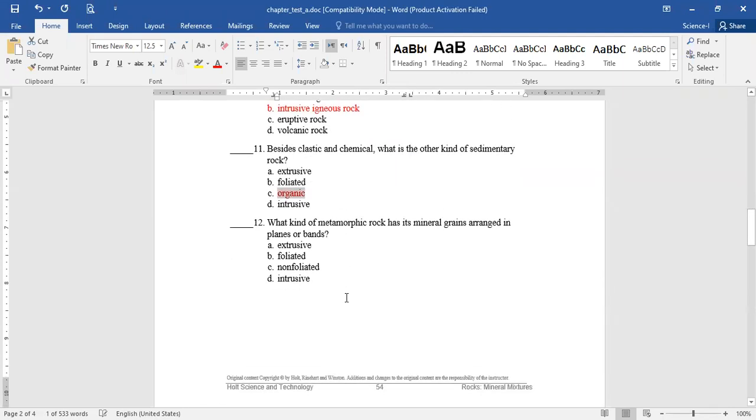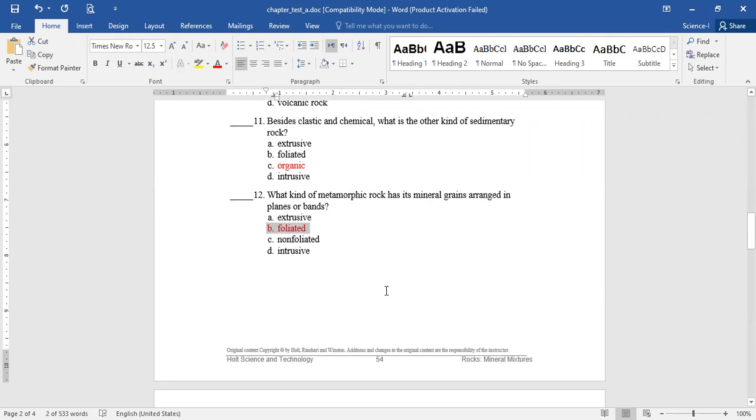Okay. Question number 12. What kind of metamorphic rock has its mineral grains arranged in planes or bands? So this one is, yes, Ruqayya? Foliated. So that is a foliated metamorphic rock. So we say that in foliated metamorphic rock, the rock texture appears to be somehow arranged in planes or bands, and that makes them easier, okay, just to separate.